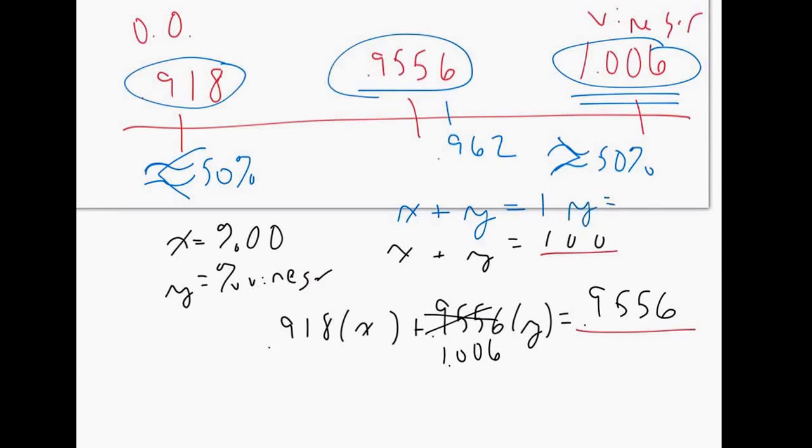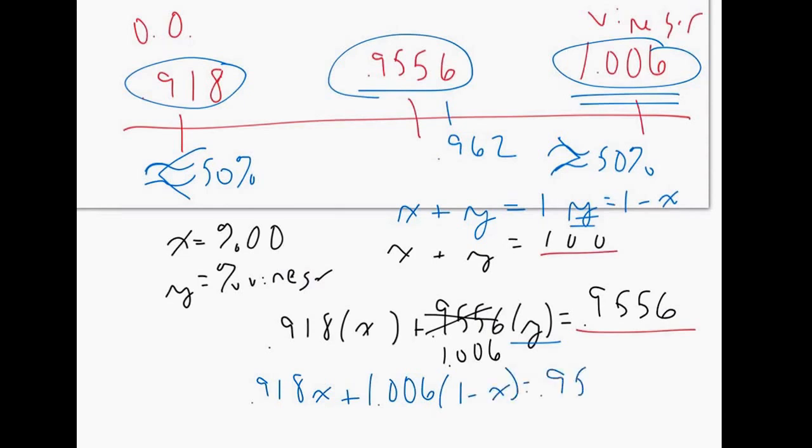So we're going to say that y is equal to 1 minus x. Oh, no, I'm just kidding. All right, so y is equal to 1 minus x. And that way I can plug that in. And now I can use this system of two equations to solve for two variables. So I've got 0.918 times x stays the same, plus 1.006 times 1 minus x is equal to 0.9556. Okay.